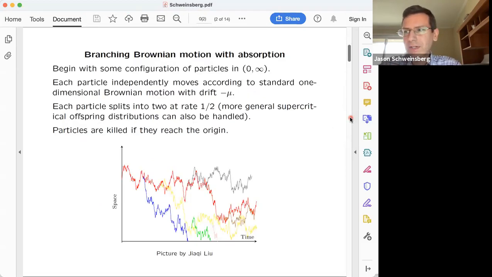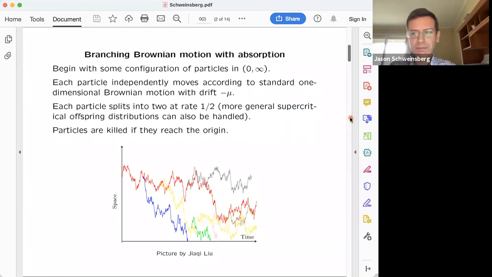So first, I want to define branching Brownian motion with absorption. We begin with some configuration of particles located on the positive real line. Each particle independently moves according to standard one-dimensional Brownian motion with a drift to the left of mu. For simplicity, we'll say that each particle splits into two particles at rate 1/2, although the results can be extended to cover more general supercritical offspring distributions. And particles are killed if they reach the origin.